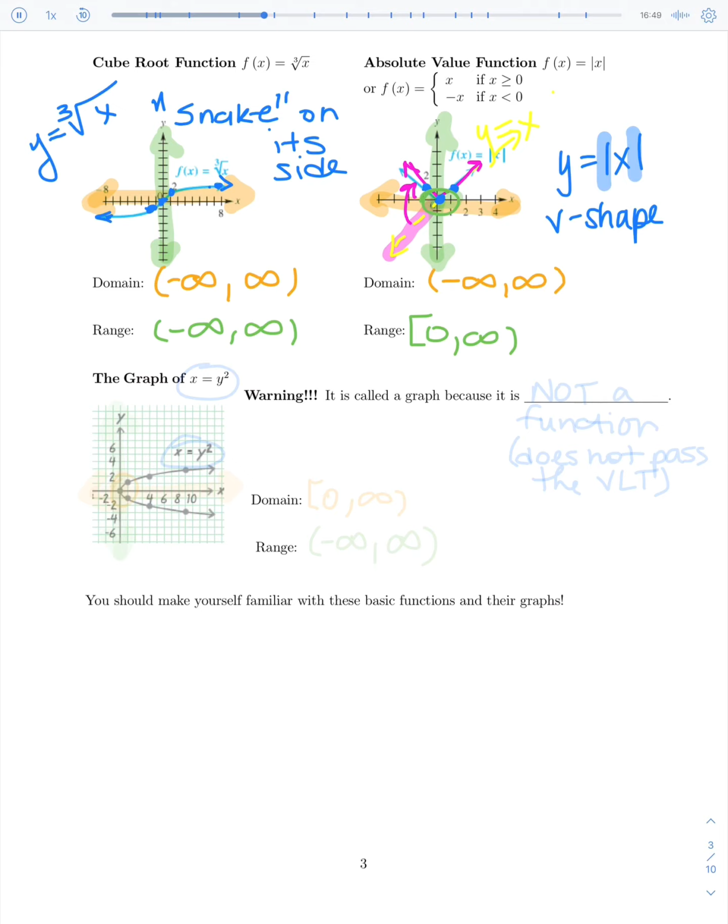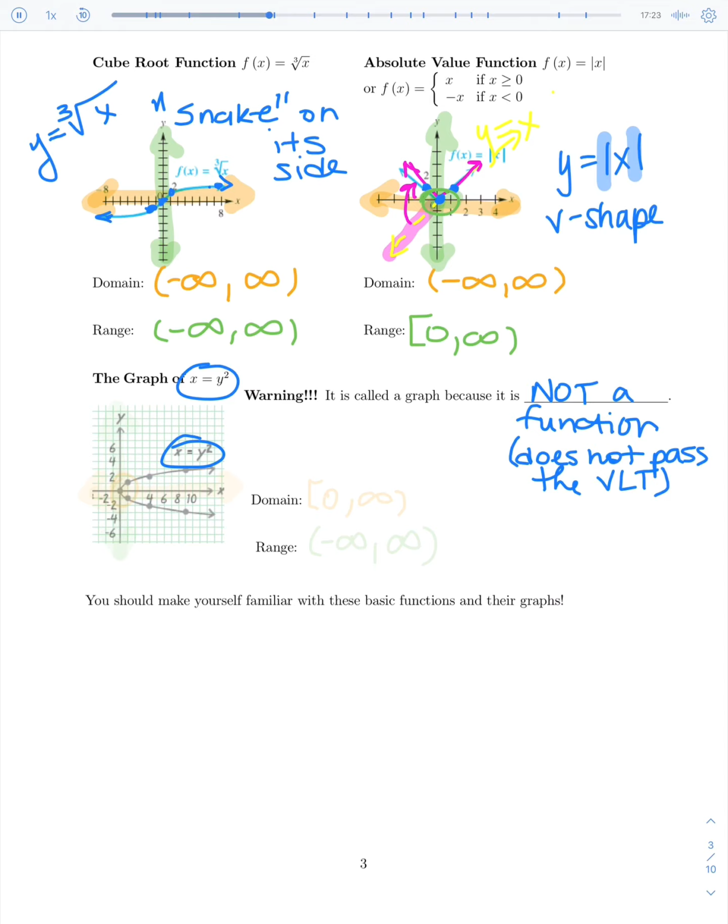Now, to look at the full parabola on its side, instead of squaring x, you'd actually have to square y. So it'd be x equals y squared. Again, we talked about this a second ago. We don't usually look at this picture, though, because it is not a function, because it doesn't pass the vertical line test. That's why it's not a function. So it does not pass the vertical line test, but it is good to know that the graph does exist, but it's not a function.